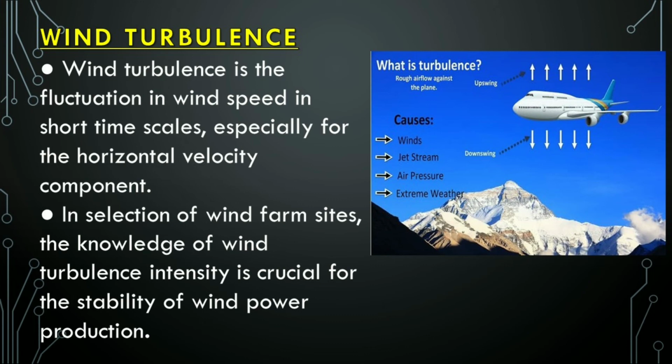In selection of wind farm sites, the knowledge of wind turbulence intensity is crucial for the stability of wind power production. For the best places for wind farms, the wind should be strong and reliable. Because a new study has found that wind turbines may have an even greater impact on power output. It means that wind turbines operate under great turbulence.